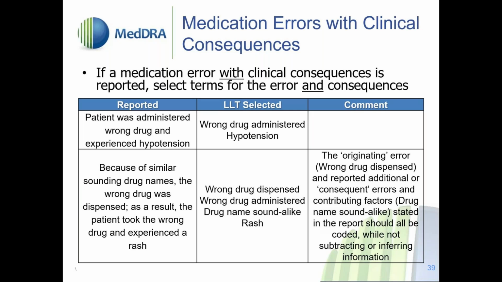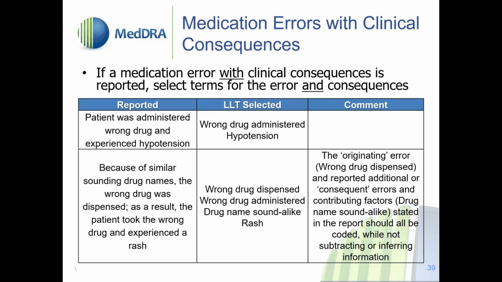This is a really important bit of information when you're analyzing your products, when a regulator is looking at different products. Knowing that there are similar sounding drug names is really important because there's an action that can be taken here to prevent this happening in the future. So if your reporter is telling you that there was a wrong drug dispensed with a contributing factor, it is really important to select LLTs that represent both.